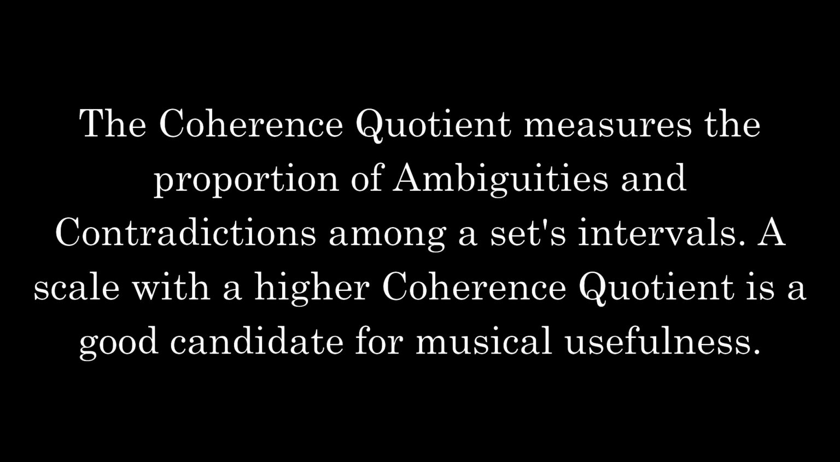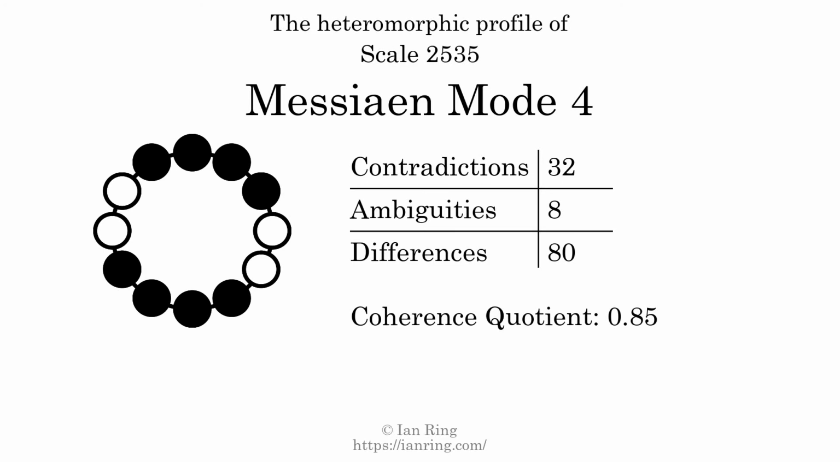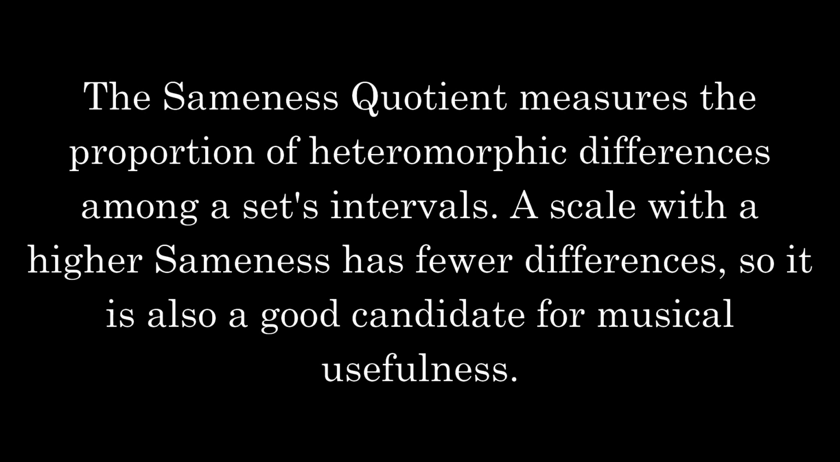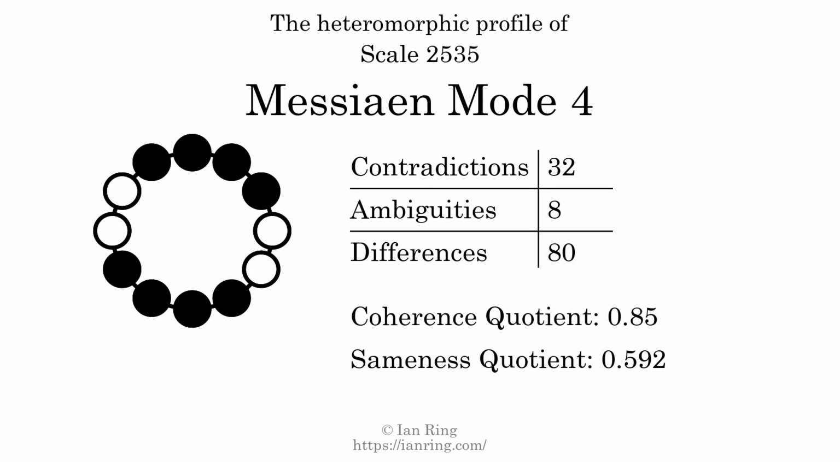The coherence quotient measures the proportion of ambiguities and contradictions among a set's intervals. A scale with a higher coherence quotient is a good candidate for musical usefulness. The coherence quotient is 0.85. The sameness quotient measures the proportion of heteromorphic differences among a set's intervals. A scale with a higher sameness has fewer differences, so it is also a good candidate for musical usefulness. The sameness quotient is 0.592.